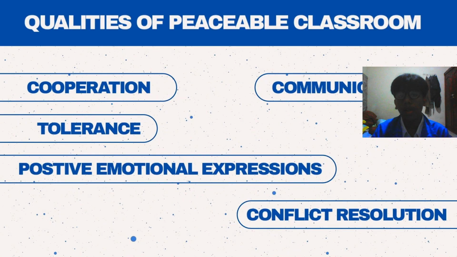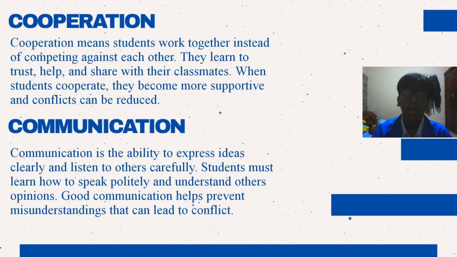Next, here are the qualities of a positive classroom. First, we have cooperation, communication, tolerance, positive emotional expressions, and conflict resolution. Okay, next we have cooperation. Cooperation means students work together instead of competing against each other. They learn to trust, help, and share with their classmates. When students cooperate, they become more supportive and conflicts can be reduced.